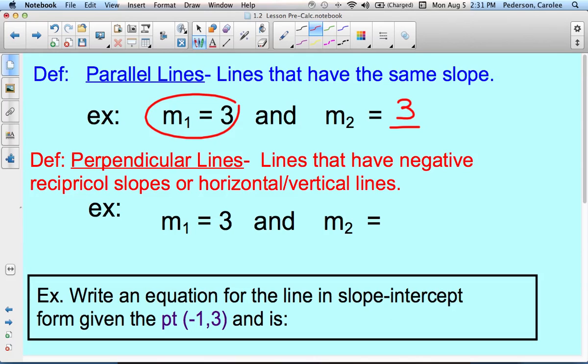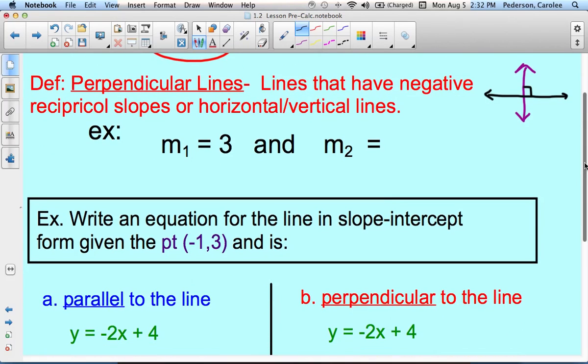The definition of two perpendicular lines is lines that have negative reciprocals, or horizontal and vertical lines. So if I graph out a line that looks like this, it's going to have another line that goes through it and forms a right angle right here, a 90-degree measure. So here's an example. Again, we have that slope of 3. The negative reciprocal would be negative 1/3 for its second equation slope.